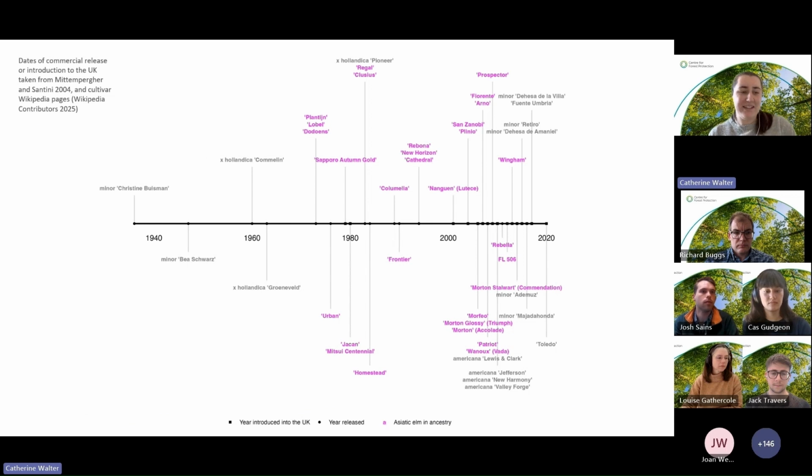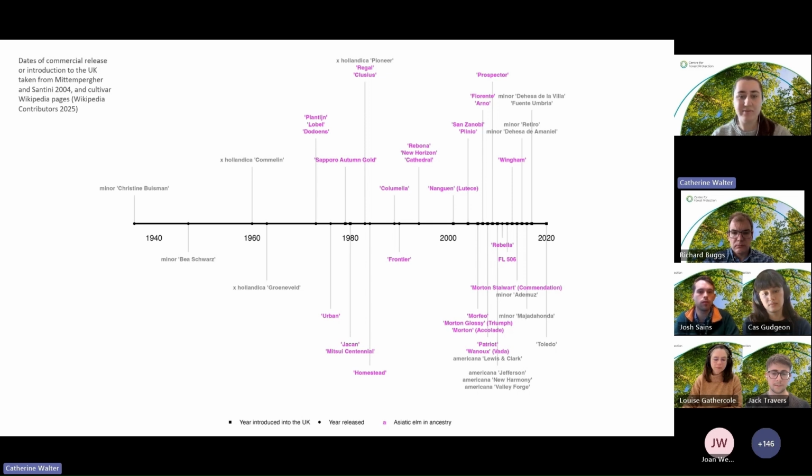Here is a timeline that I made of various dates in which these disease-resistant cultivars were either introduced to the UK through trials or elm planting projects, or dates of their commercial release where the introduction date wasn't available. You can see that over time, a large number of these cultivars have been produced, and those highlighted in pink contain Asiatic elms in their ancestry in order to increase the resistance. And I believe Kaz is going to be talking in more detail about one of these in particular in her genomics work.